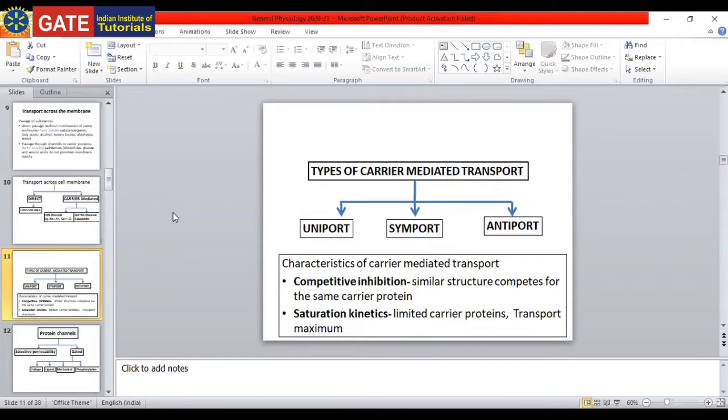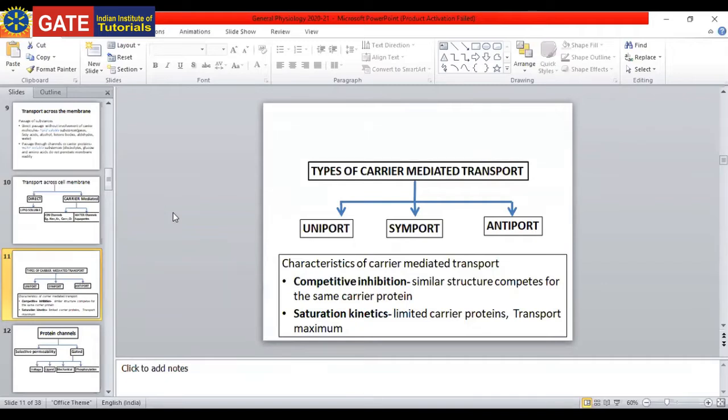So now in the carrier mediated, now I told you some are carrier mediated. Unlike in the case where you do not require a carrier, there are factors which will affect it. One is competitive inhibition, which means if you have a molecule which is similar to the substance which is supposed to bind to the carrier protein, then they will compete with that. Are you following? If the structure is the same, it will compete for the carrier protein. This is what is called competitive inhibition.